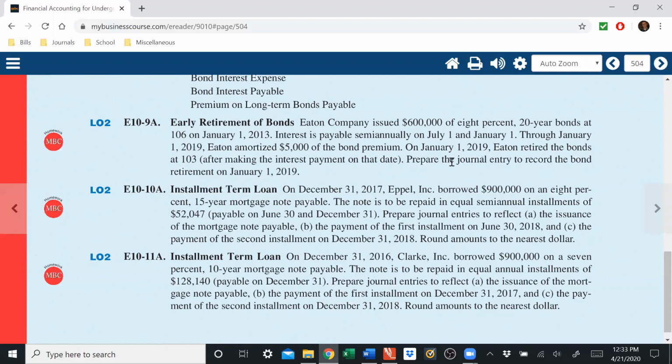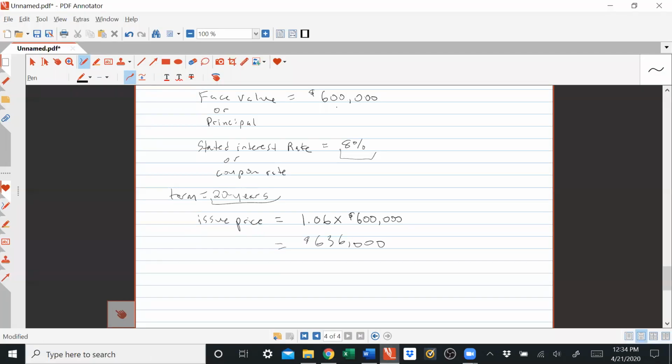Essentially, what has happened is Eaton's the borrower. 6 years into the life of the bonds, they decide that they want to retract their promise. So that bond certificate that the lender holds in their hands, they no longer hold it anymore. It's not a promise anymore. They're not going to receive $600,000 on January 1st, 2033. 6 years into the bond term, the borrower decides to retire the bond. So the lender is going to take something in exchange for that.